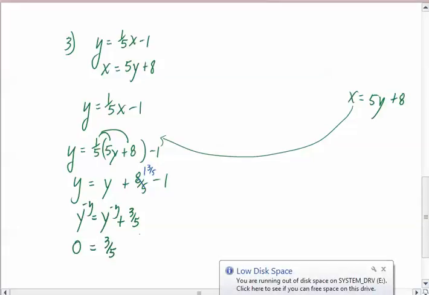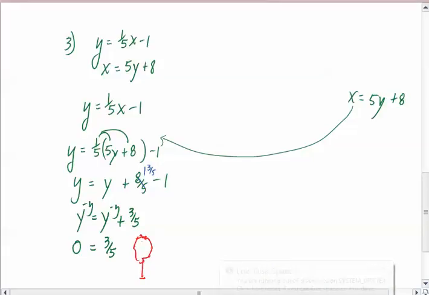Stop. Guess what? Quick stop sign. There's my stop sign. And I'm going to ask the question, look, the variables disappeared. I ask myself the question, is that a true or false statement? Is 0 equal to 3/5? That's quite false.